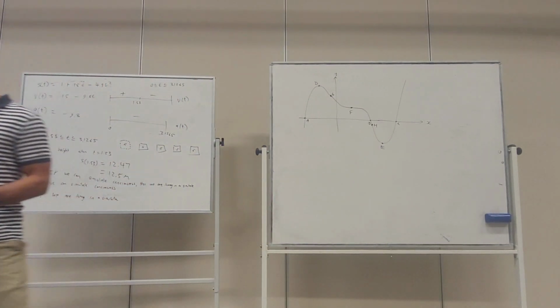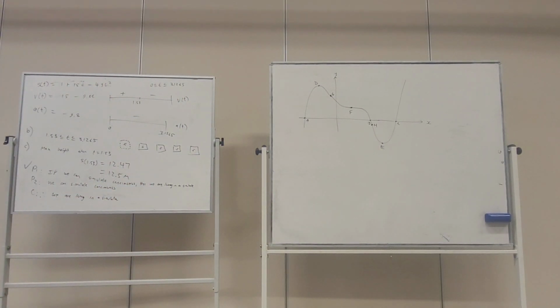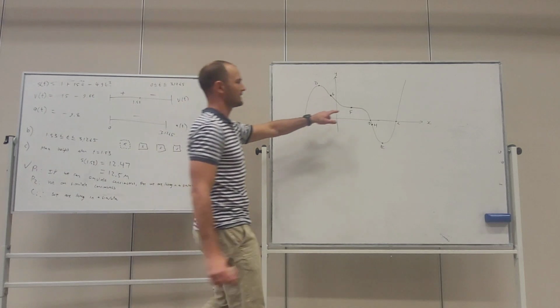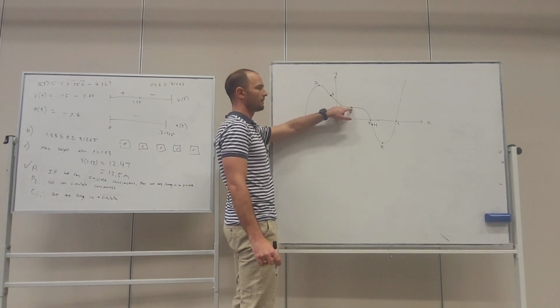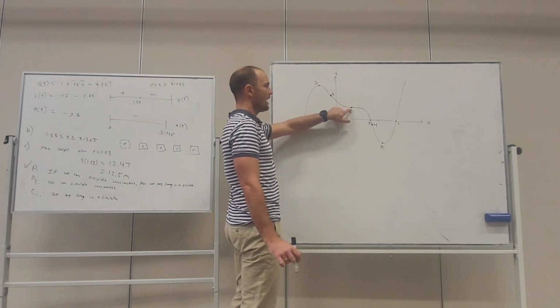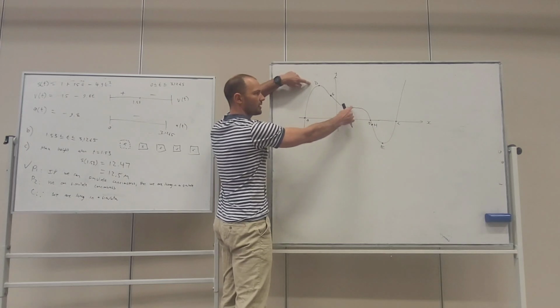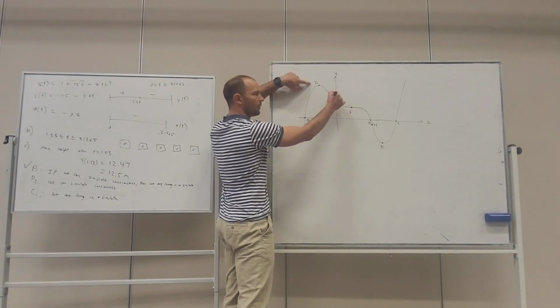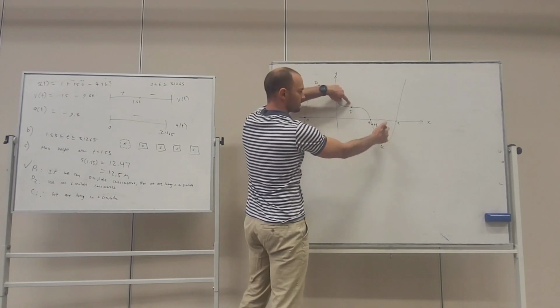Okay, now those stationary inflection, hopefully we're okay with that. It's a stationary point. It's not a maximum or minimum, so stationary inflection. And then between any two stationary points will be a point of inflection. So we have a point of inflection there, and between these two, point of inflection there.